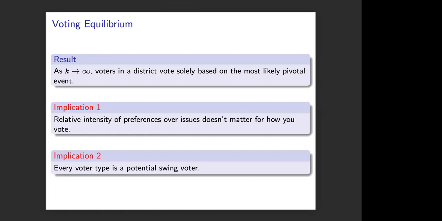All right, so what happens in the voting equilibrium? Well, there is a result to say that as the number of voters goes to infinity, voters in a district vote solely based on the most likely pivotal event. This comes straight out of the fact that we're using a Poisson framework, and it builds on Myerson's previous work and my work I was telling you about earlier, which is to say, as the number of voters gets large, all you should care about is that most likely pivotal event.